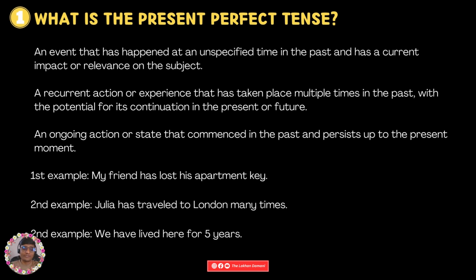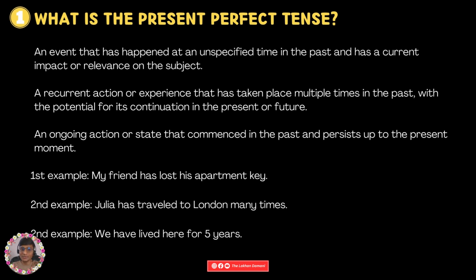Let's try to understand the first definition. An event that has happened at a specific time in the past and has a current impact or relevance on the subject. It means something that started in the past but still has some impact or connection in the present. That's why we call it present perfect. So here's one example to understand it better.